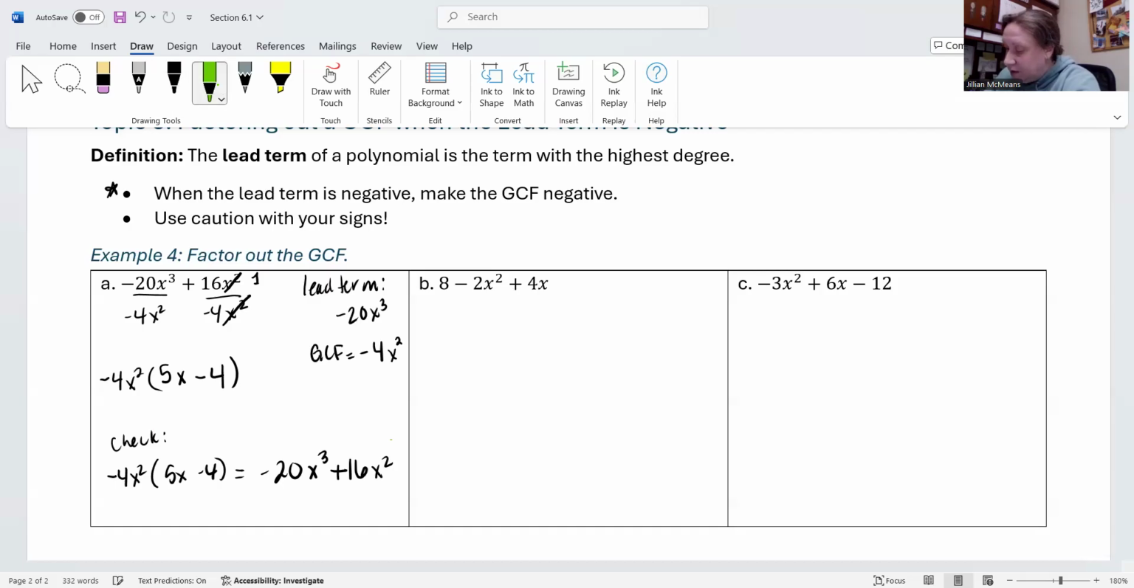And if you look here, this is exactly what we started with. So just keep in mind that you can always check your answers when you're doing this factoring, okay? Let's look at part B.